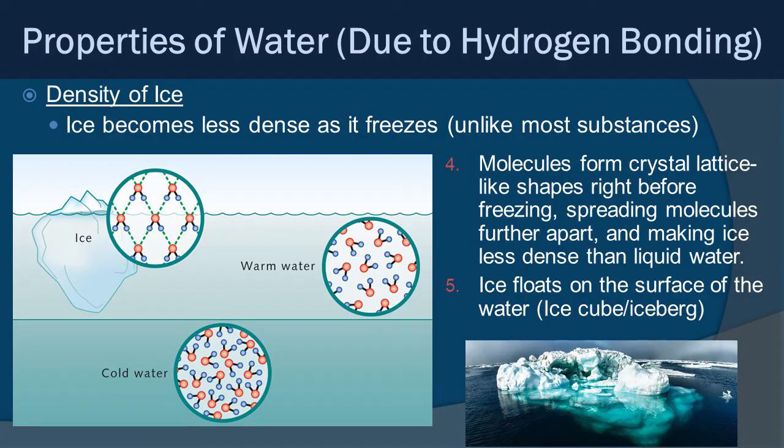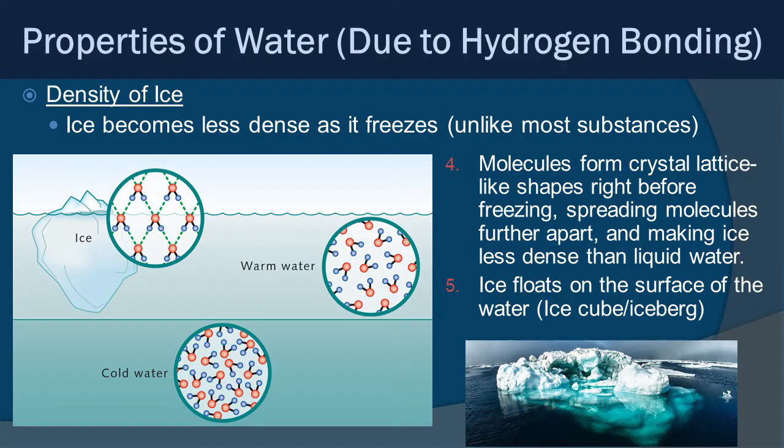And because of that, ice floats on the surface. Ice cubes, icebergs, whatever. They are less dense than the liquid water that surrounds them. Yet, it's a solid, which is exactly why it's kind of strange. Either way, it's just another awesome property due to the polar covalent nature of the water molecule that causes hydrogen bonding.